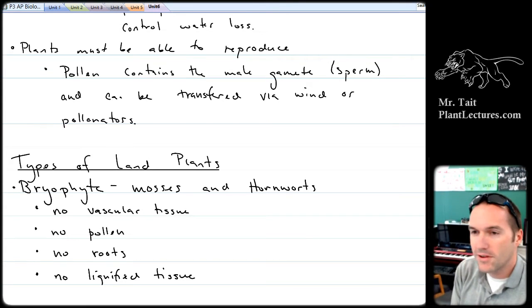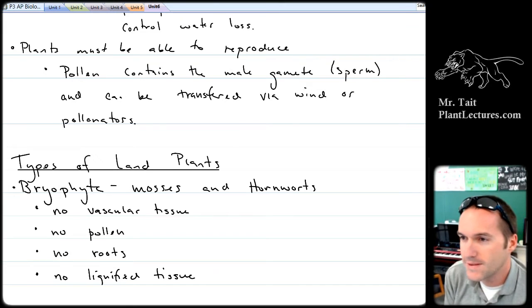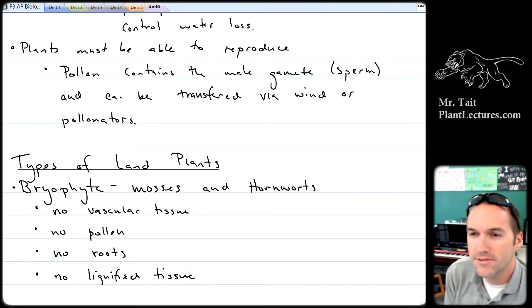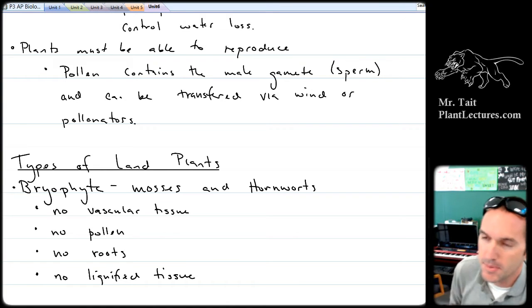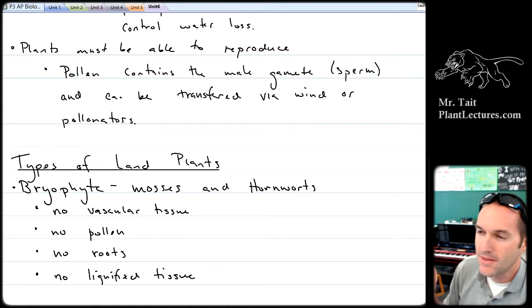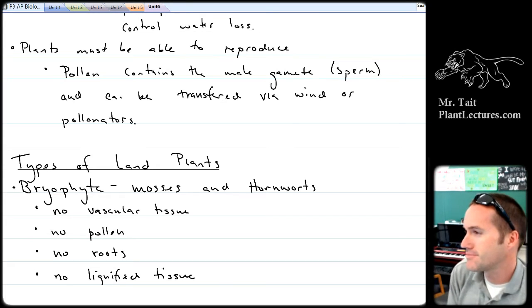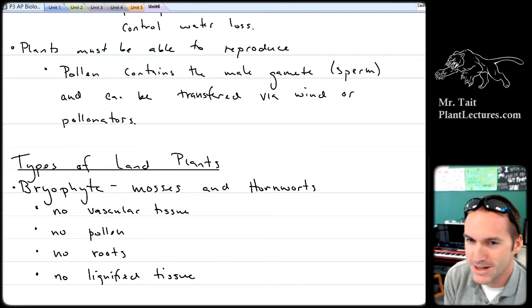Okay, so now we can start thinking about mosses, and we can sort of see why mosses are found where they're found. Where would you find mosses for the most part? Now keep in mind, before you answer this question, that Spanish moss is not a moss. It's a poor name for it. It's actually a flowering plant.